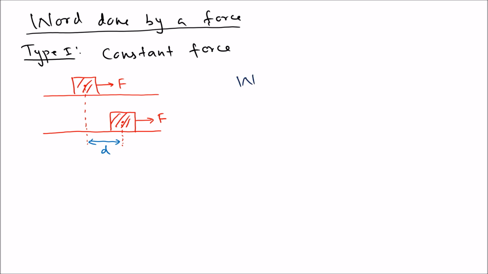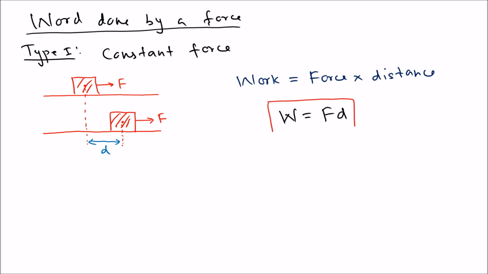So the work is defined as the force times the distance, the distance moving in the direction of the force. So W equals F d. Okay, so that's the formula. This is when the force is constant. This is equation number 2.